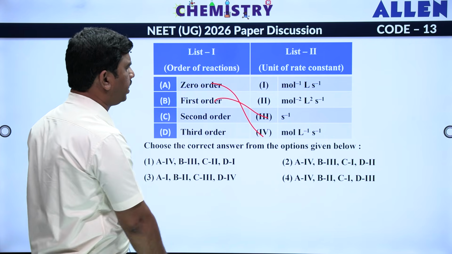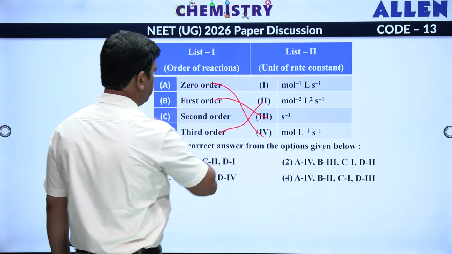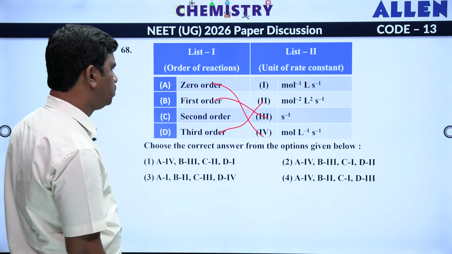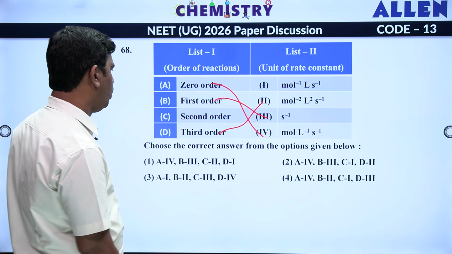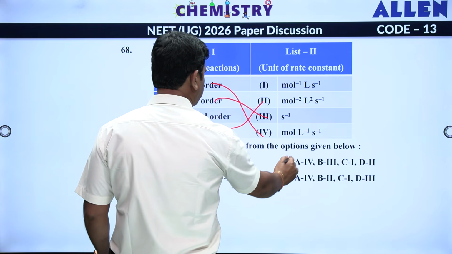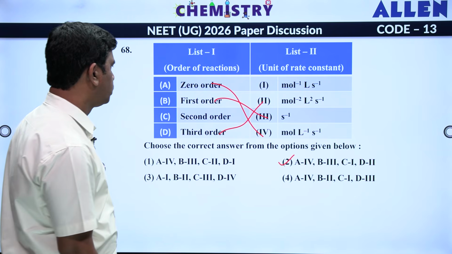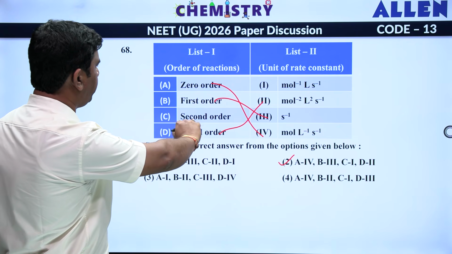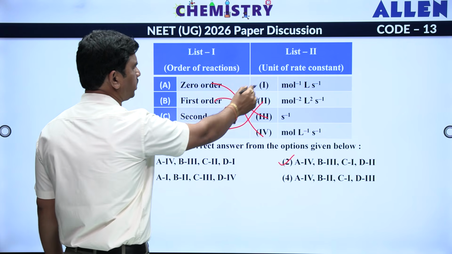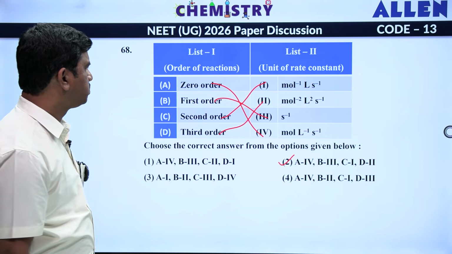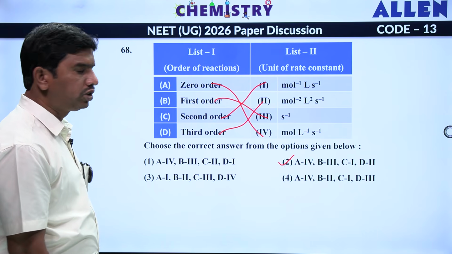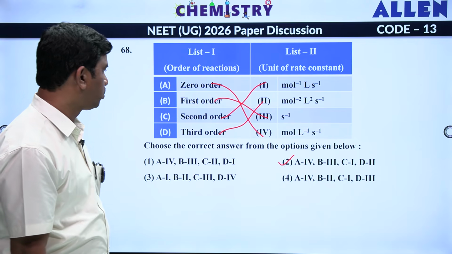Sorry, the third order is D matching with 2. So D is matching with 2. You have only one option, that is option 2 only. So A is matching with 4, B is matching with 3, C is matching with 1, and D is matching with 2. So this is answer 2 for question 68.